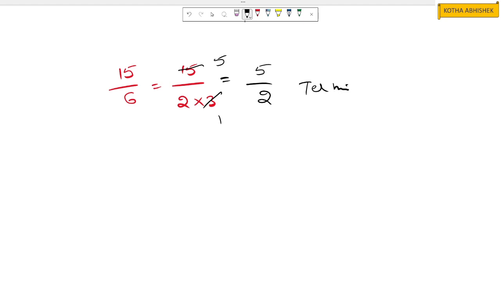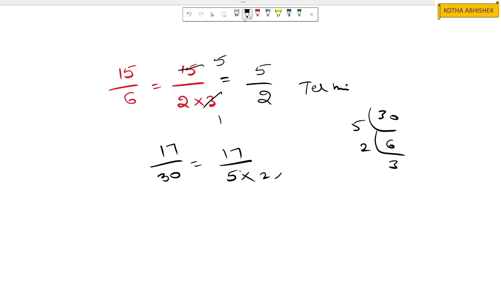Let us take one more, 17 divided by 30. If you do the prime factorization, 5 times 6. 6 is not a prime number, so 2 times 3. So 30 can be written as 5 times 2 times 3. Now if we observe here, we need 5, that's okay. We need 2, that's okay. But besides 2 and 5, some other number is also there, which is not required for us. So that's why it has a non-terminating repeating, or non-terminating recurring, decimal.